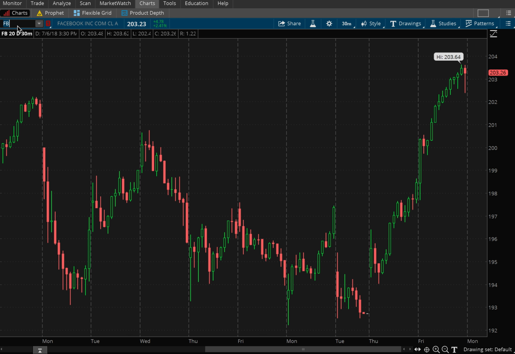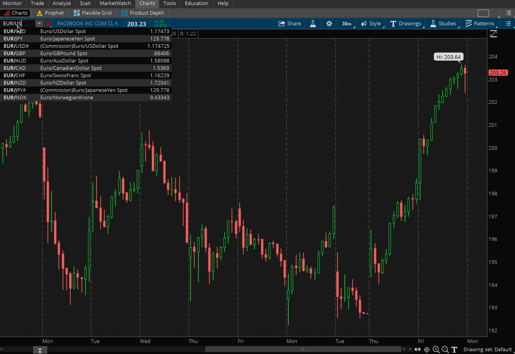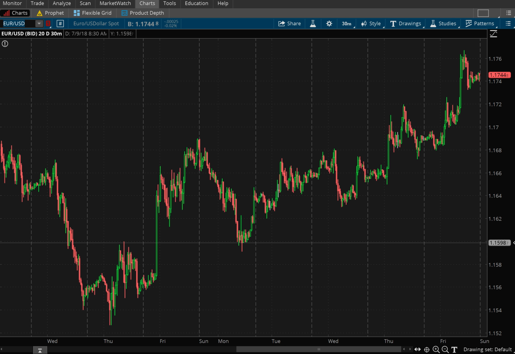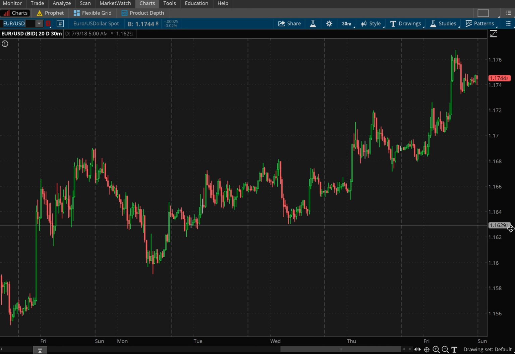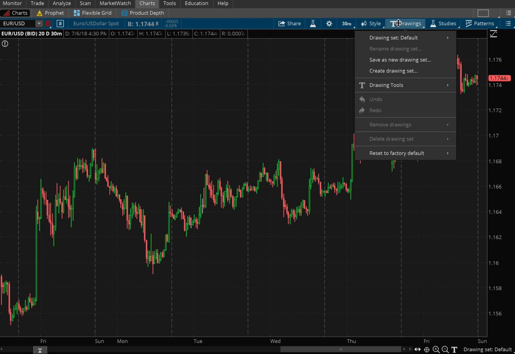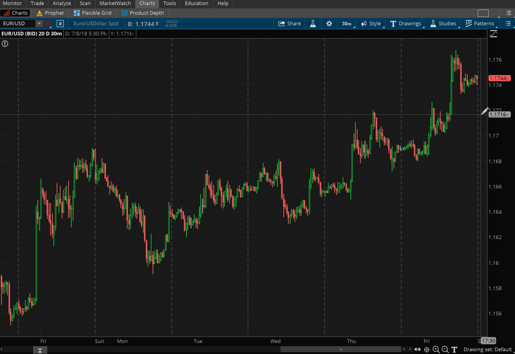So first off, let's look at something like, say, Euro US dollar, right? What we want to do is analyze it based on price action. Number one discovery. Just put it on here. So, drawings. I'm using the Think or Swim platform right now, and I'm going to show you how to use this. If you go to drawings, there's a whole bunch of tools you can use.